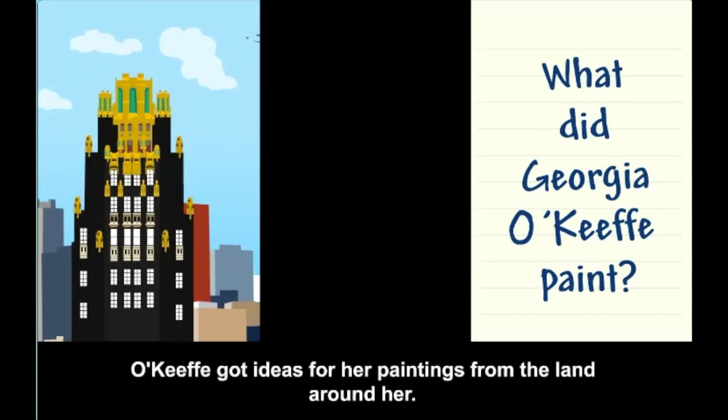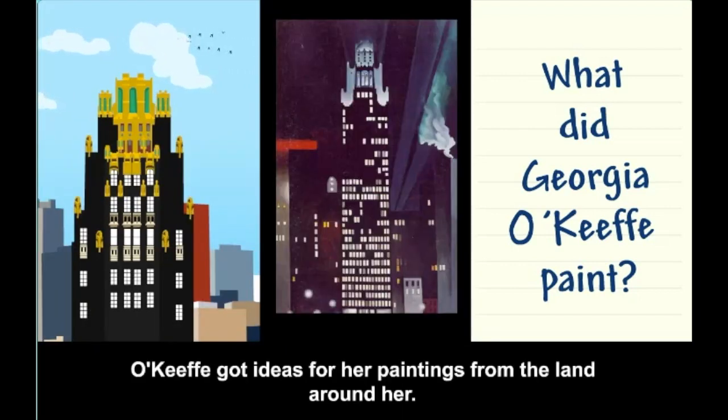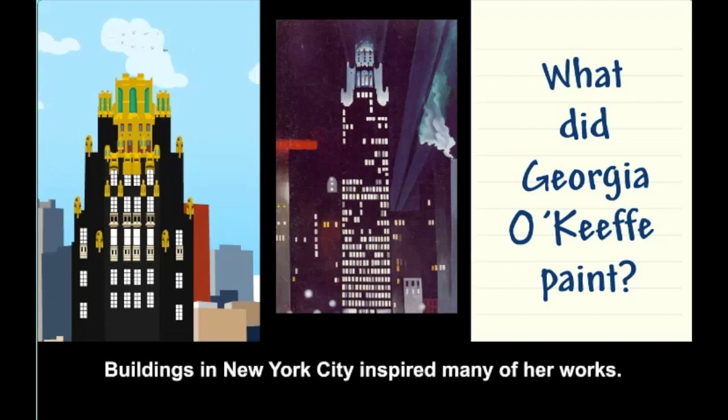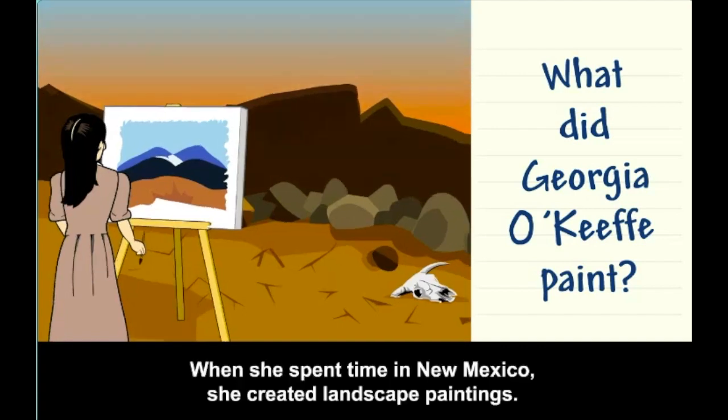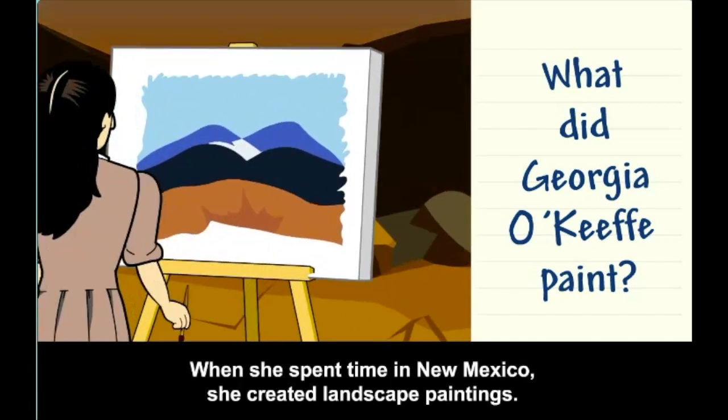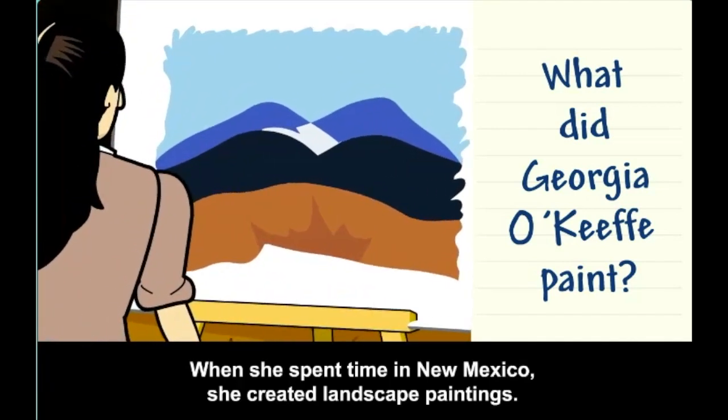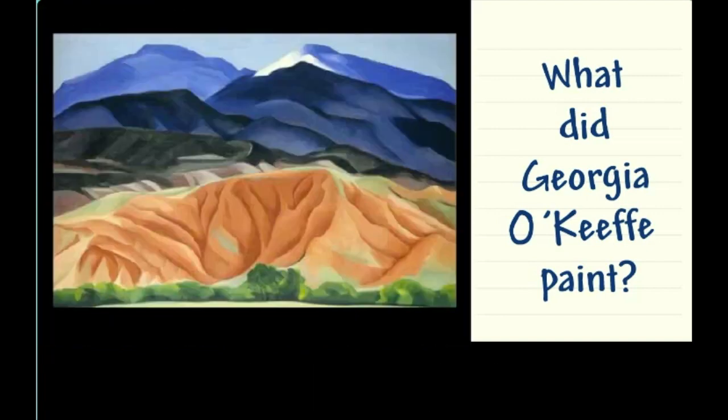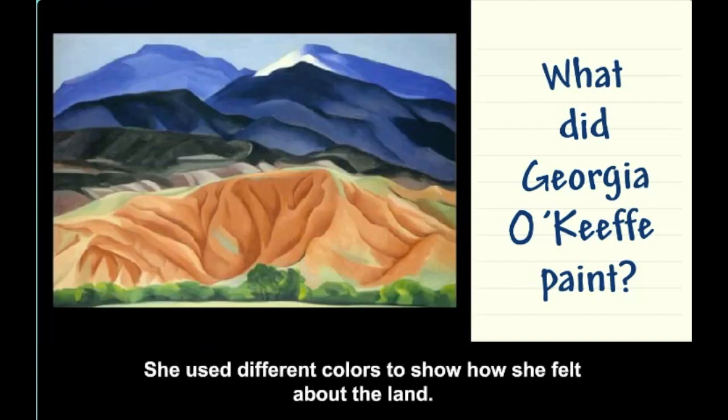O'Keeffe got ideas for her paintings from the land around her. Buildings in New York City inspired many of her works. When she spent time in New Mexico, she created landscape paintings. She used different colors to show how she felt about the land.